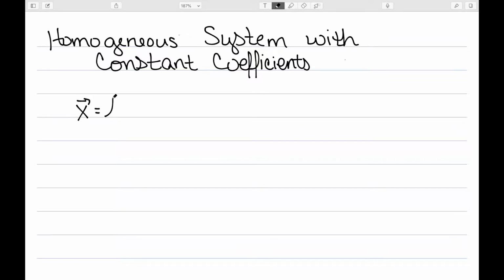We've talked about the normal form, x prime equal to Ax plus f. So homogeneous says that this term right here is 0, so that I actually just have x prime equal to Ax. The constant coefficient part says that this matrix A that we're looking at only has constant numbers. So the coefficients of x and y in my systems are just constant numbers.